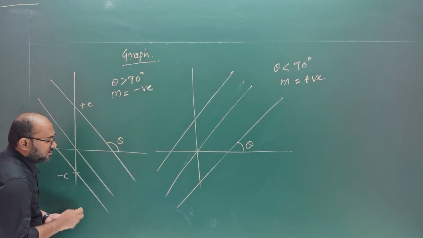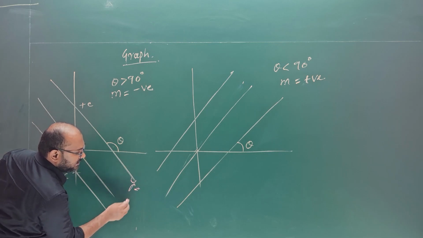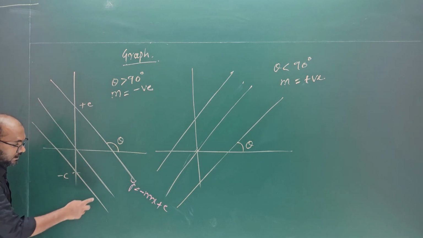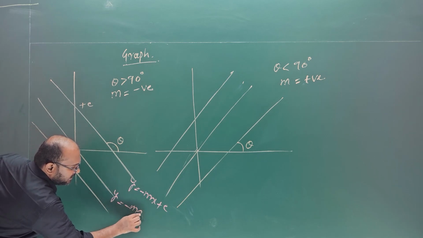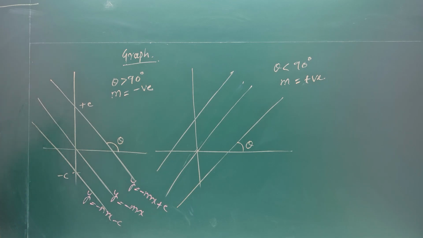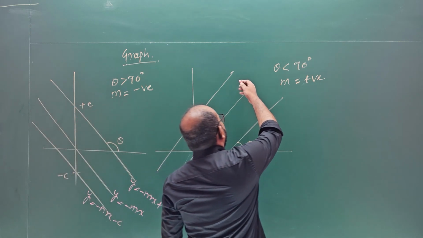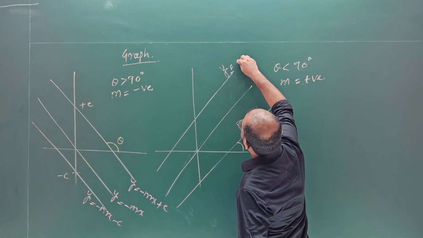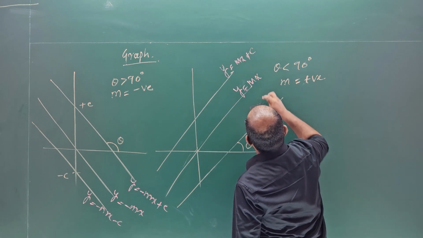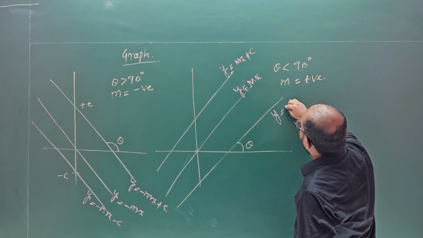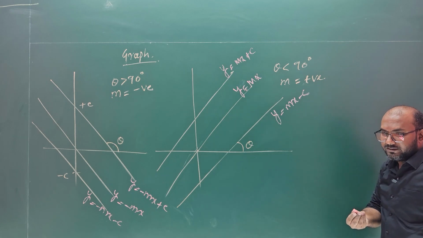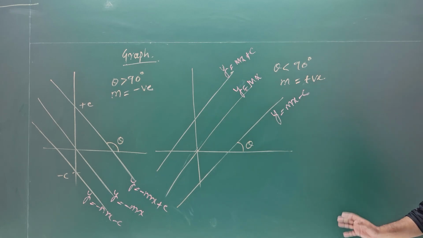Then, can I also say that this one can be written as y equals minus mx plus c? And for this one, y is minus mx, or for this one, y equals minus mx minus c. Similarly, for these three, y equals mx plus c, y equals mx, and for this one, y equals mx minus c. So these are the things we should be knowing.